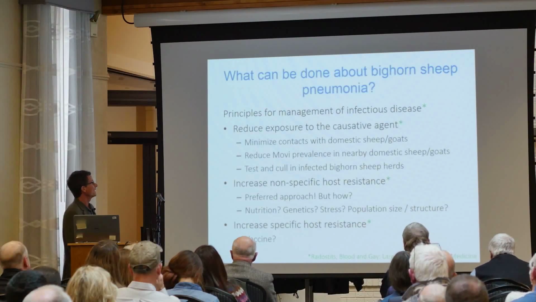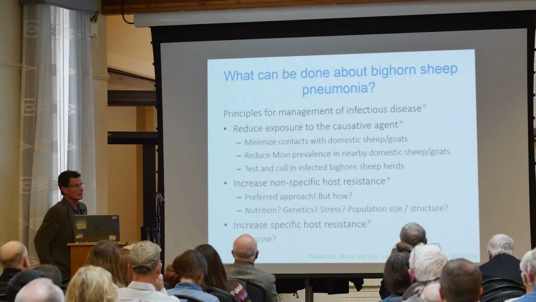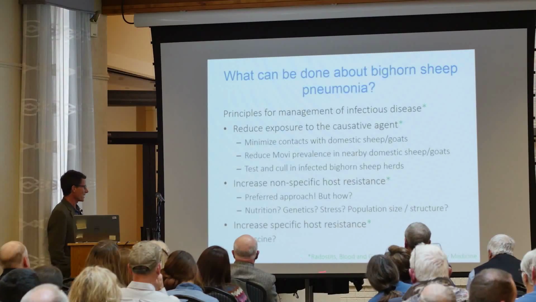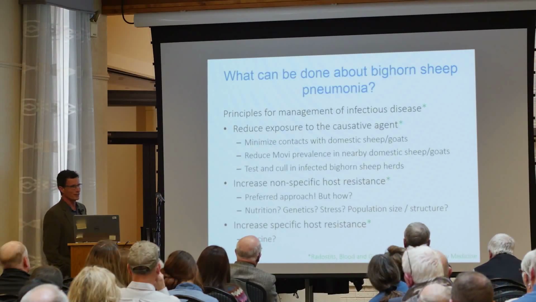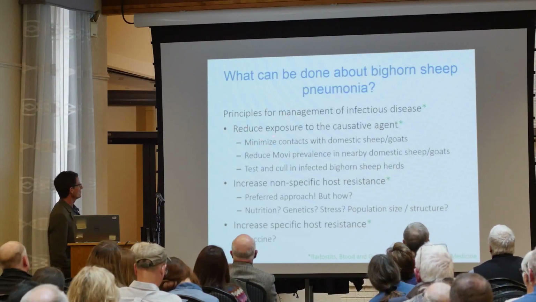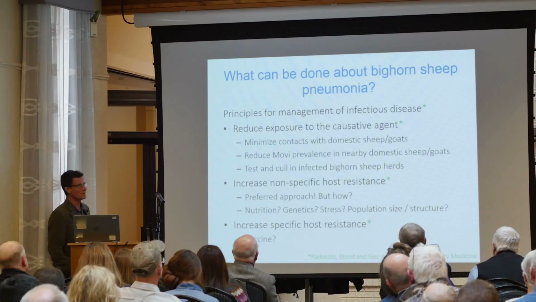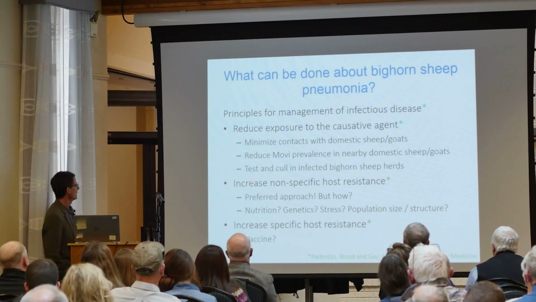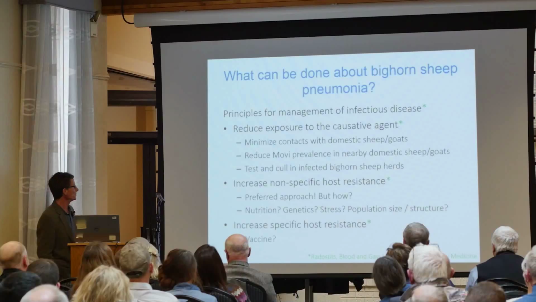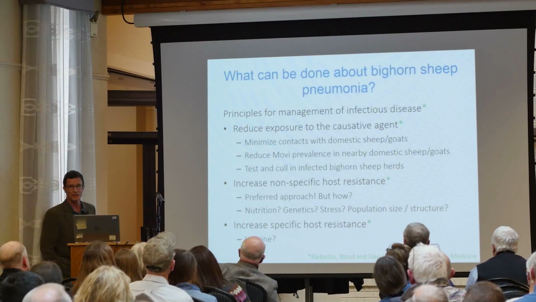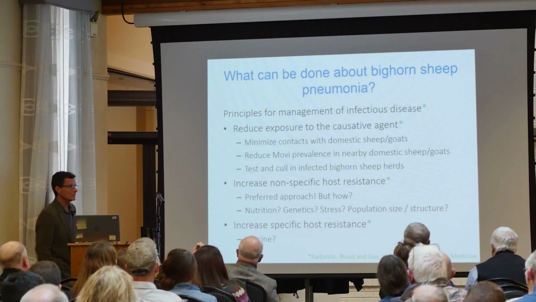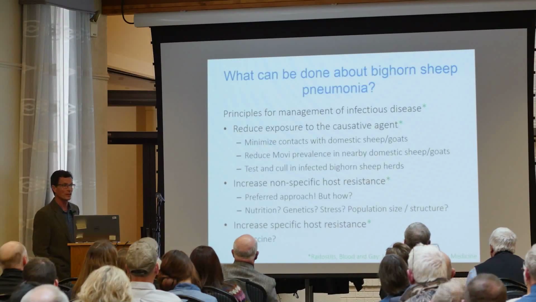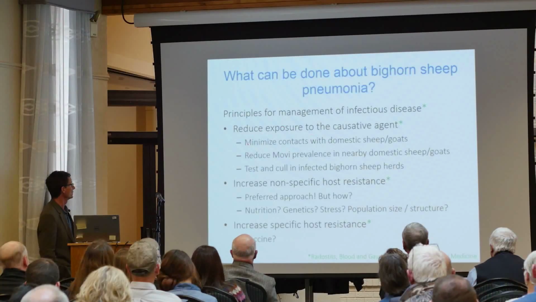My last slide is what can be done about bighorn sheep pneumonia. And here I'm going back to my food animal training. Otto Radostits at Western College of Veterinary Medicine famously has three principles for management of infectious disease: reduce exposure to the causative agent, increase the non-specific host resistance, and increase the specific host resistance. And these, in fact, I think, pretty much cover the range of what people have suggested as possible things to do to prevent bighorn sheep pneumonia outbreaks.